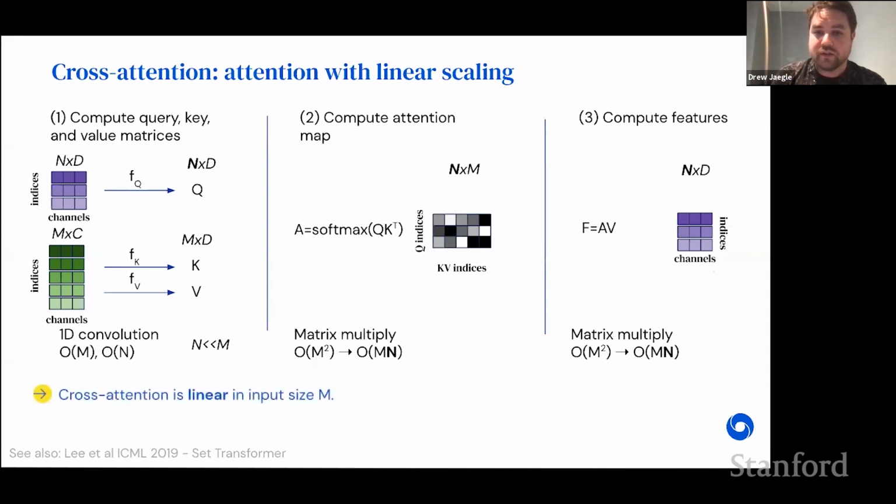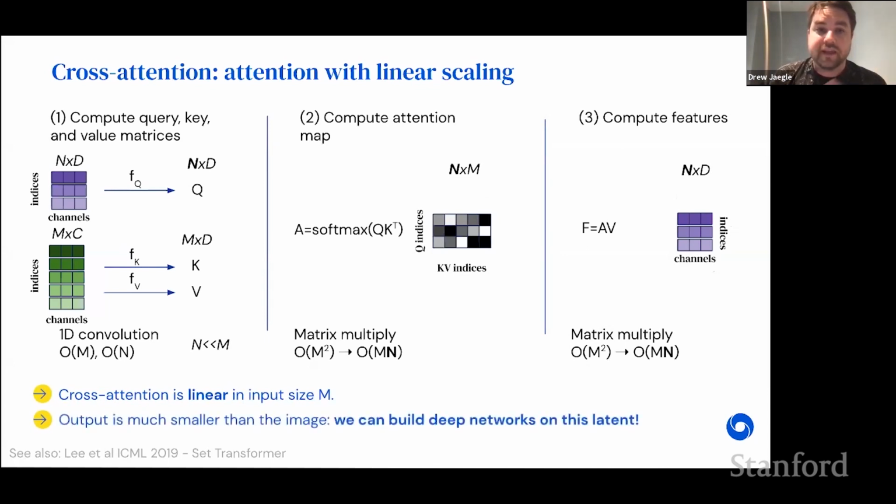The quite cool thing about this is that the cross attention is linear in complexity, but the output is actually smaller. And I think this is the more important point here: this allows us to map something which is quite large into something that has a size that's independent of the input. So we have full control over this. It's a hyperparameter. And this allows us to build deep networks on top of this latent. Because it is of a small size that we can control, we can afford to have quadratic complexity on top of this. And so we use this idea.